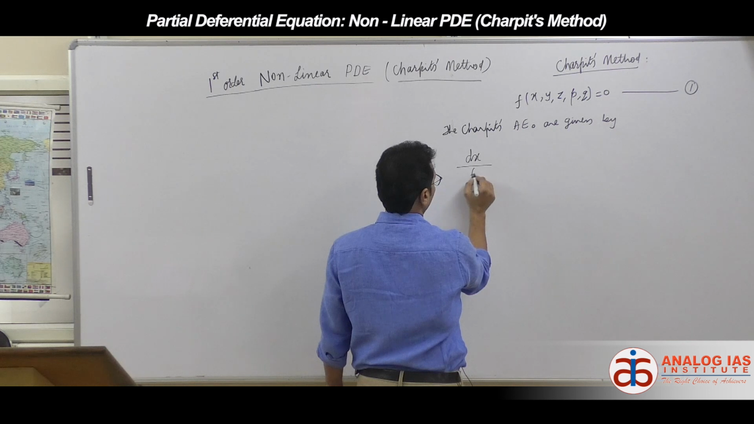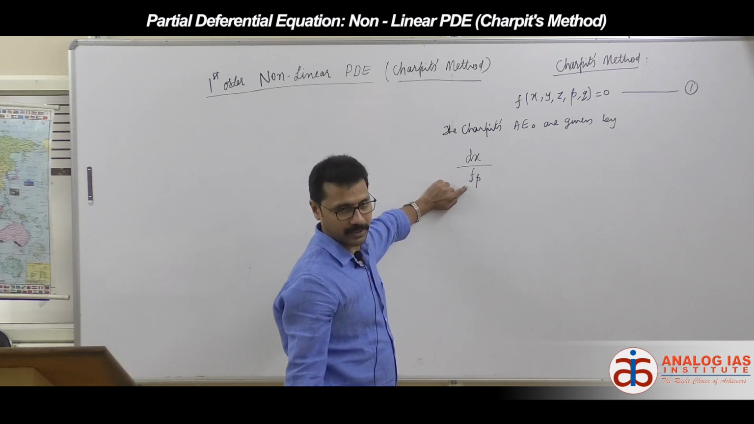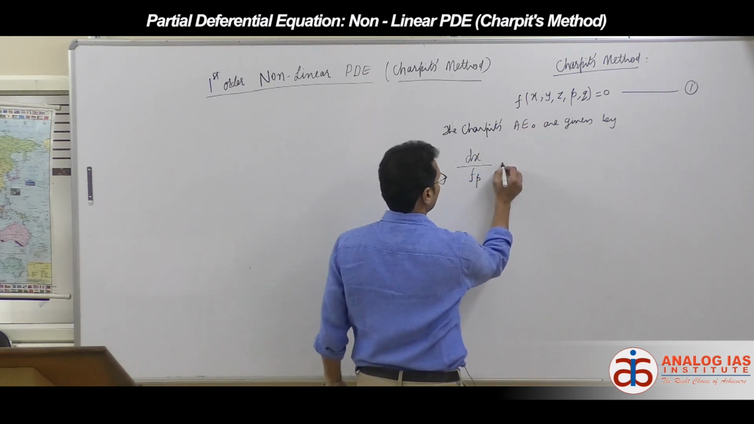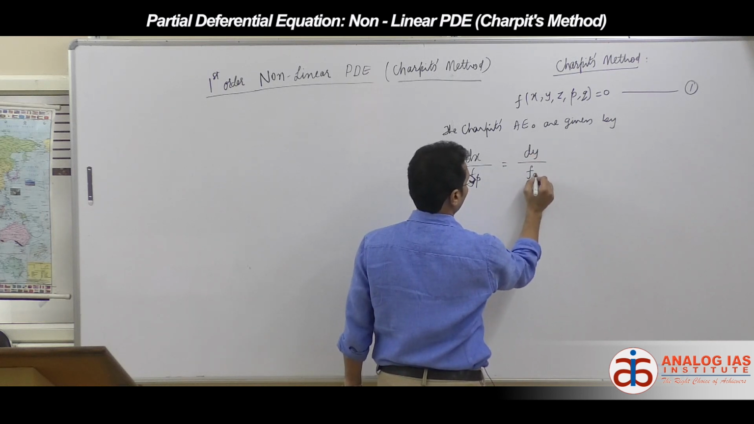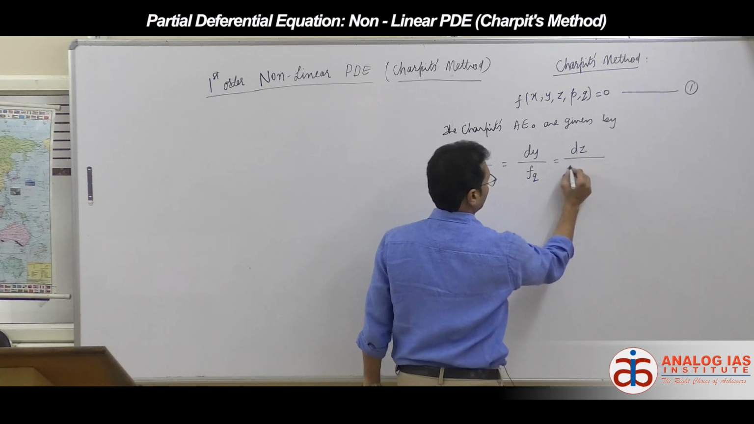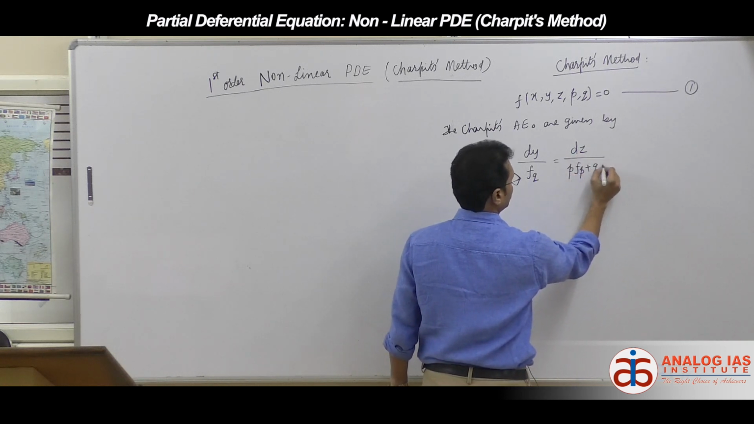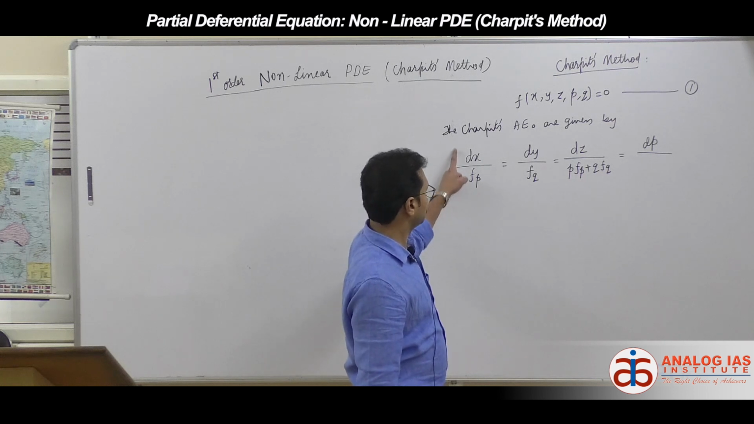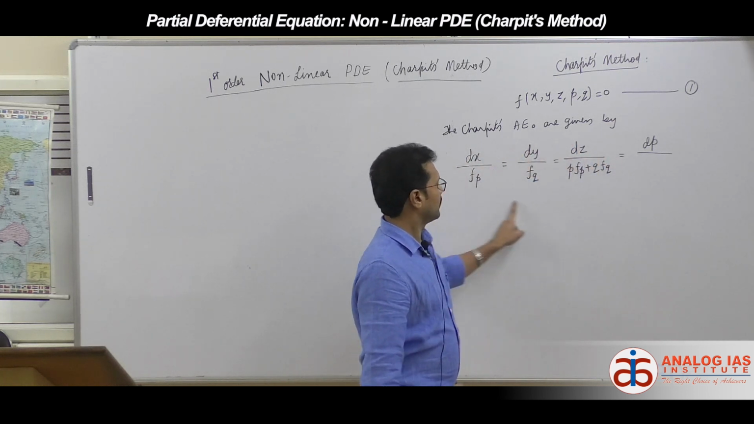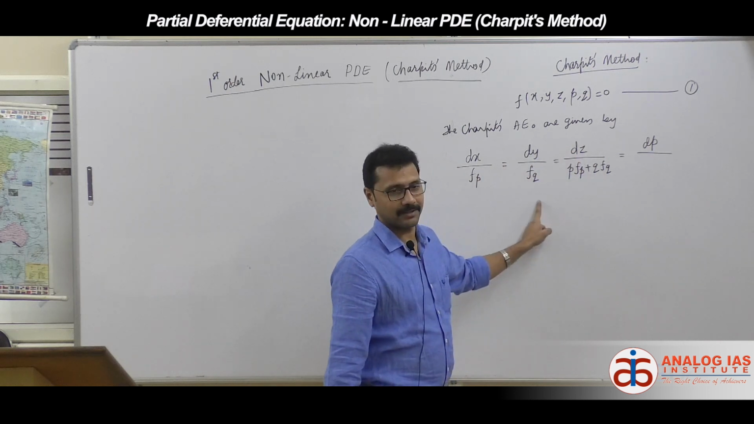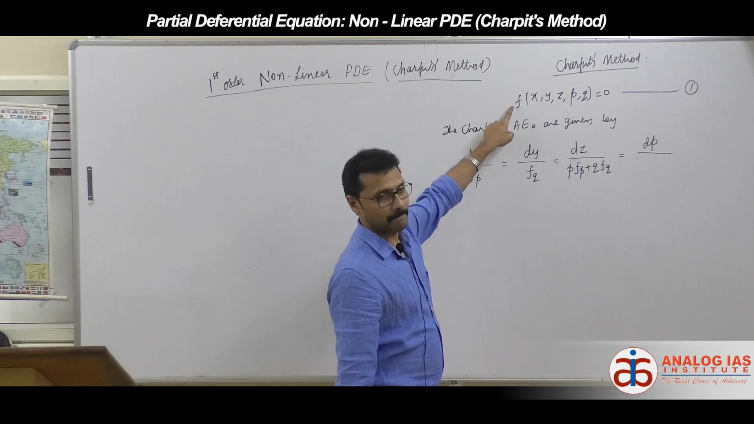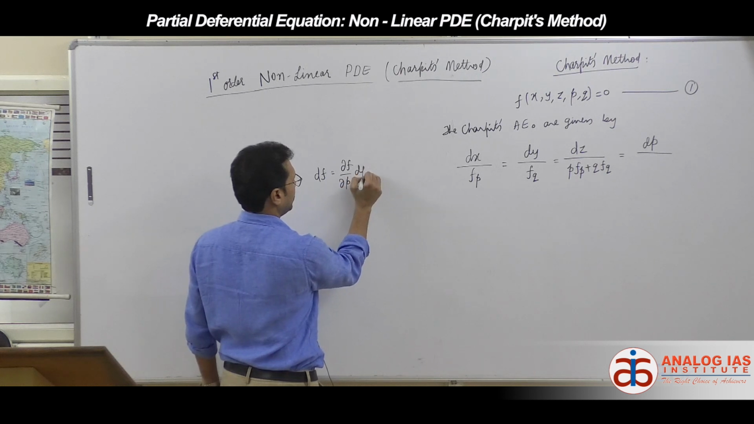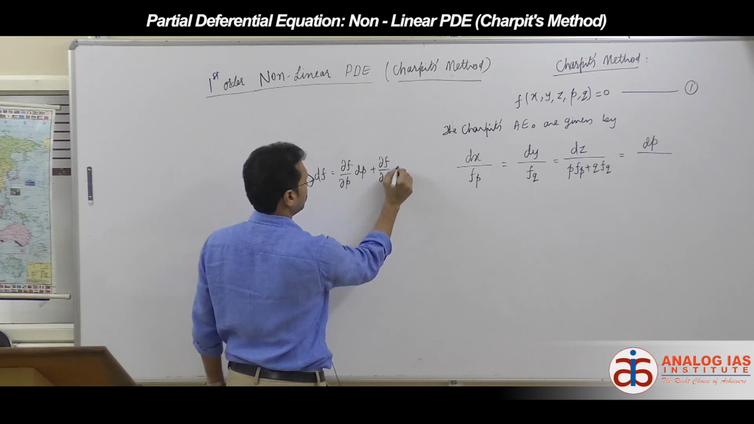dx by fp, this is dou f by dou p, that means partial differentiation of this with respect to p, is equal to dy by fq, is equal to dz by p fp plus q fq, is equal to dp by... In fact, if you see these, they look like our Lagrange's only. df is actually dou f by dou p dp plus dou f by dou q dq.